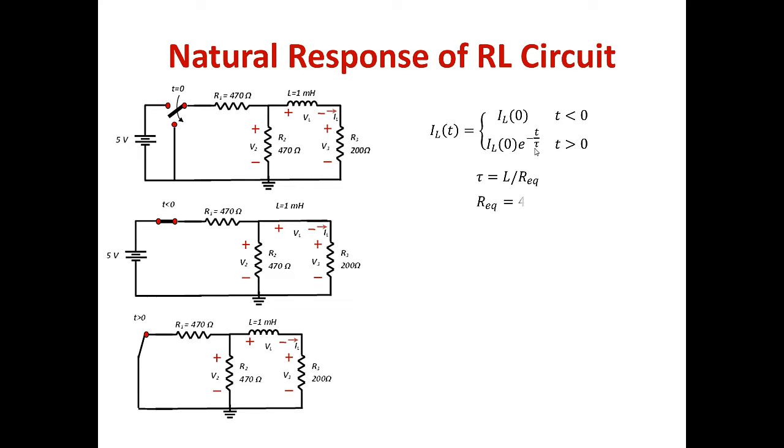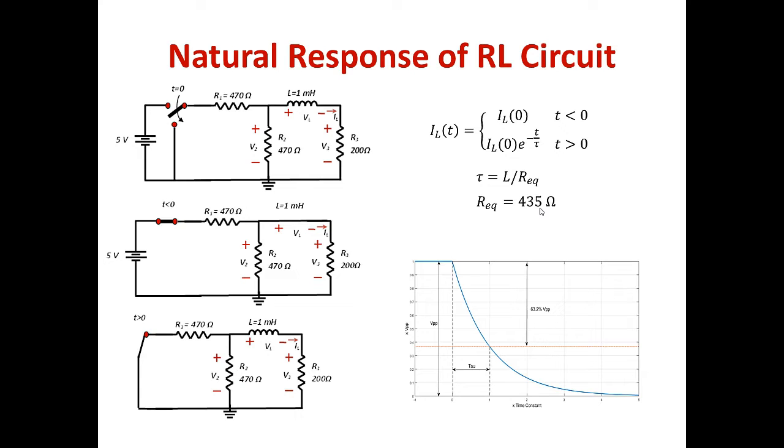In this particular circuit, R equivalent is 435 ohms. Now keep in mind that R equivalent needs to be measured after switching. So draw the circuit after switching, and you're going to see that those two resistors are in parallel, which are in series with this resistor. So here we have 235 ohms, the equivalent of two parallel resistors, plus 200. That equals 435 ohms.